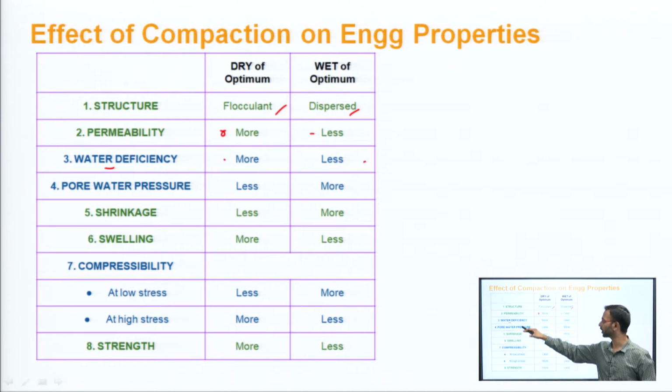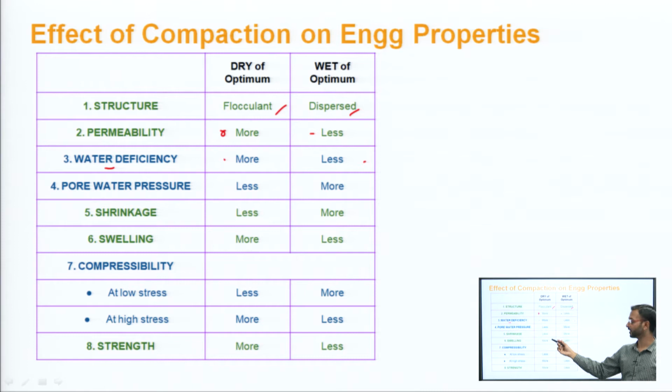When you talk about the pore water pressure, it is dependent on the water. The more water there is, the more pore water pressure it will try to exert. So on the dry of optimum the water content is less, that is, the water deficiency is more, and so the pore water pressure will be lesser.